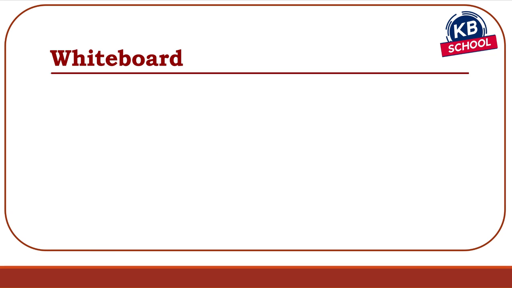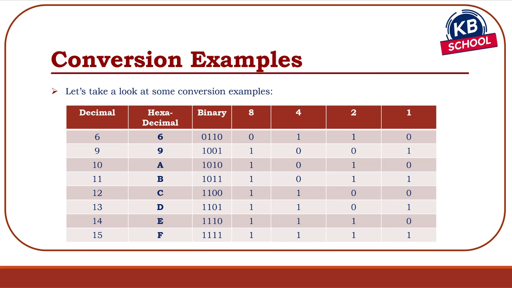Let's take a look. I might have some examples for you guys over here. So 6 in hexadecimal is 6. And in binary, I would write it as 0, 1, 1, 0. Why 0, 1, 1, 0? Because my focus over here is the binary part of it. The reason it's 0, 1, 1, 0 is because 4 plus 2 is 6. So it becomes 0, 1, 1, 0. That's what I'm writing over here.